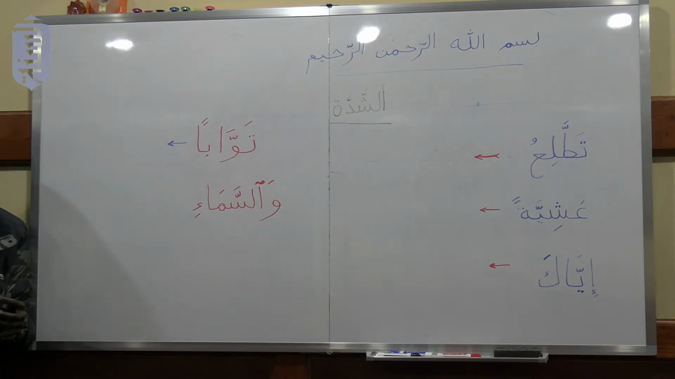The ba has a fatha, it does not have a shadda. Then, waw fatha, lam sukoon. Is that clear? When do you pronounce the lam? When do you not pronounce the lam? You skip over the lam if the letter after the lam has a shadda. You pronounce the lam if the letter after the lam has a vowel.